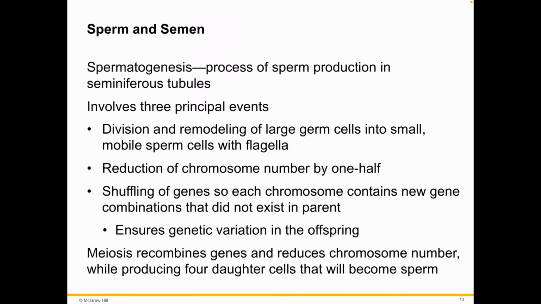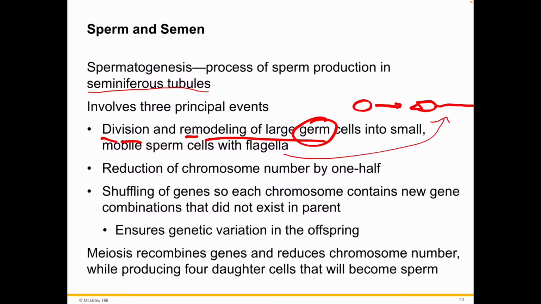Spermatogenesis is the process of sperm production in the seminiferous tubules of the testes. It involves three things that have to happen. Number one, cells have to divide and remodel from larger germ cells, the precursor cells, into smaller, more aerodynamic, packed up, ready to go sperm cells with the flagella. Number two, we have to reduce that chromosome number by half, right?